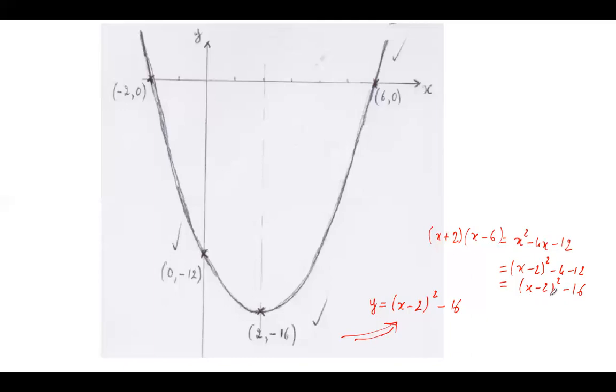To find the turning point on the graph, you can use completing the square for it. You've got more than one way.